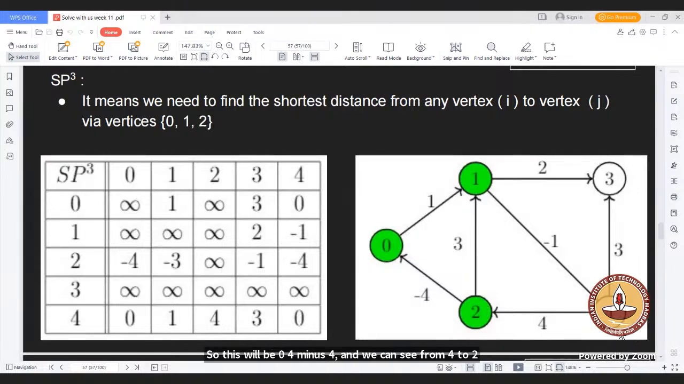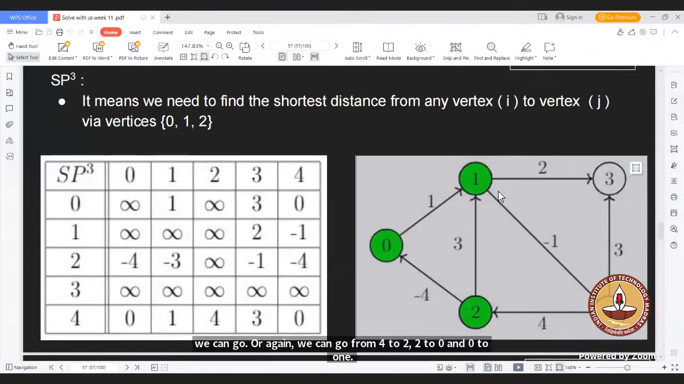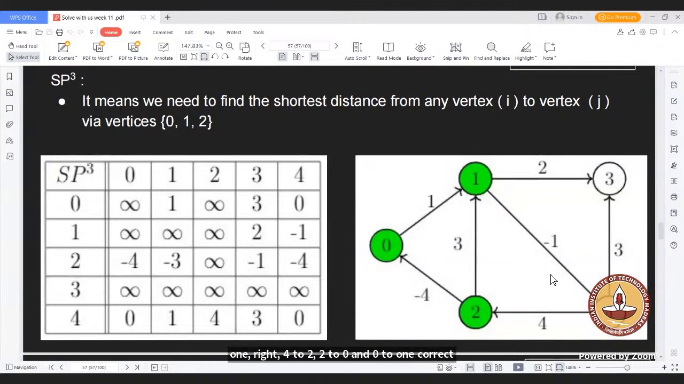So 4 to 2 and 2 to 1 we can go, or again we can go from 4 to 2, 2 to 0 and 0 to 1. So which one of these two is minimum? Obviously the second one, right? 4 to 2, 2 to 0 and 0 to 1. So that value will be 1. And we can also go from 4 to 2, in the distance of 4 units. And also we can go 4 to 3. Why can we go 4 to 3?